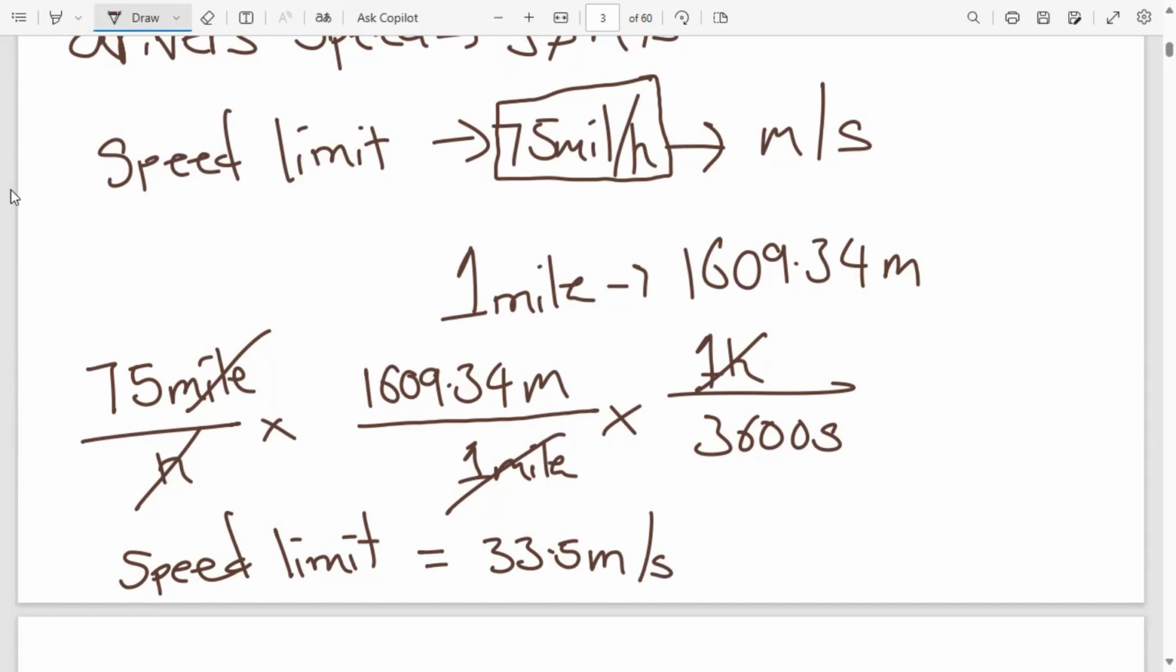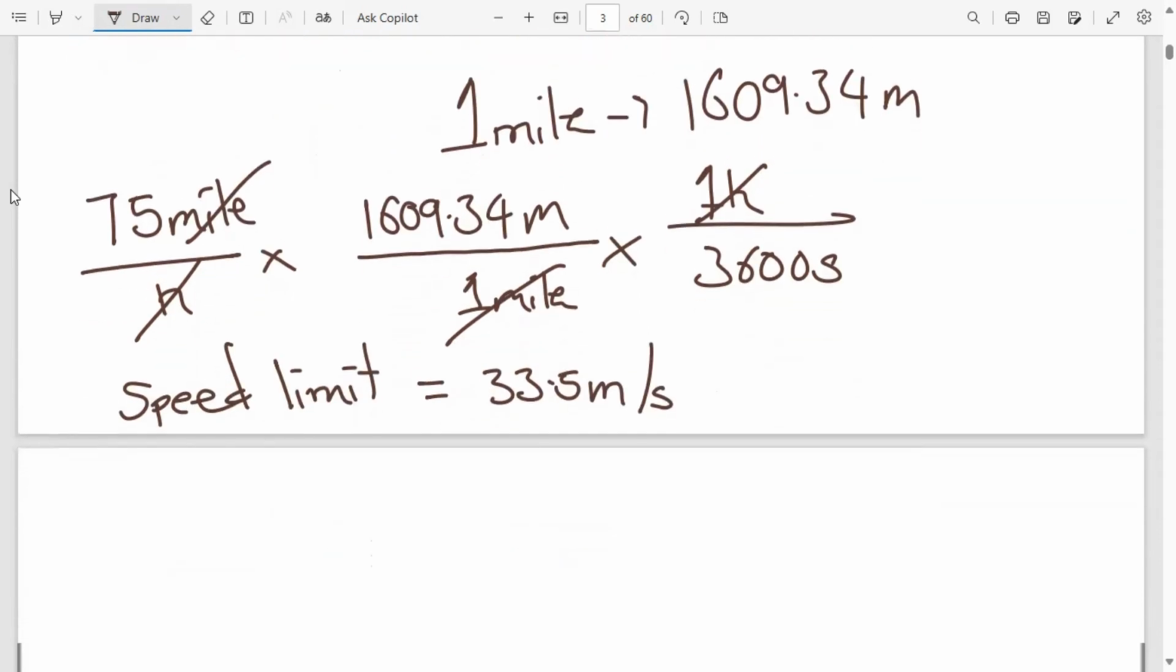1609.34 divided by 3600. Okay, so I'm getting 33.53, which is the same as 33.5 meters per second.